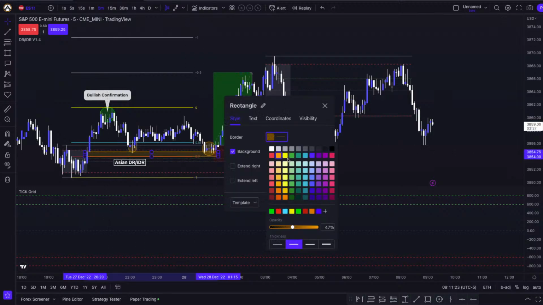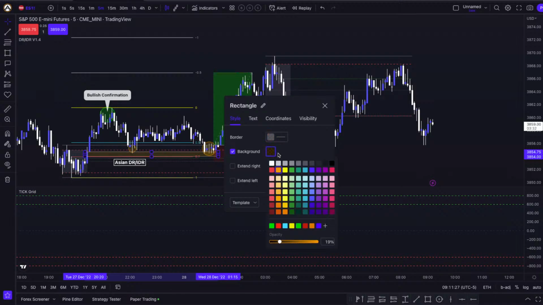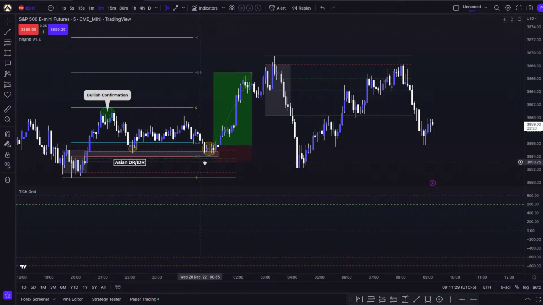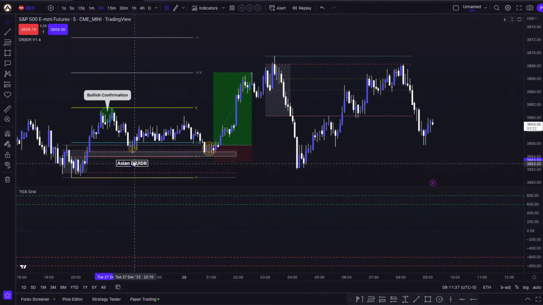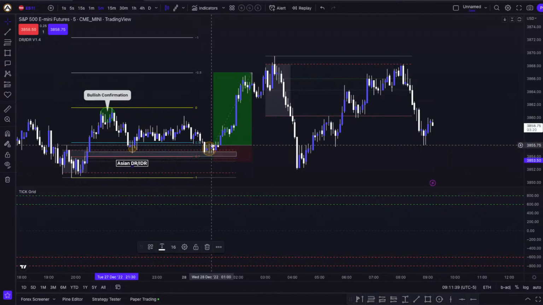What would be a good color for the fair value gap? Let's go for gray, maybe. So we hit this fair value gap, so this would have also been a really good giveaway that we are going to bounce basically from our Asian DR IDR range right here, from the IDR high, basically this red line. Very beautiful setup.